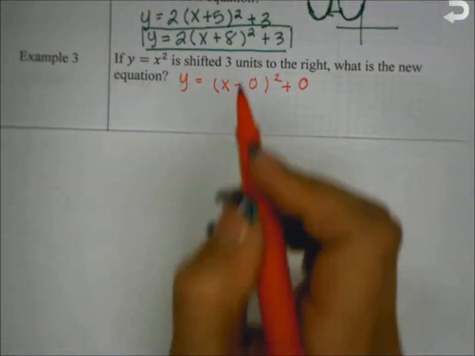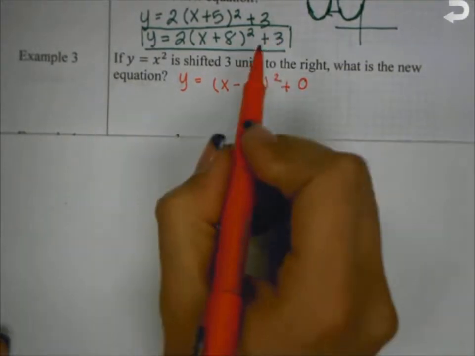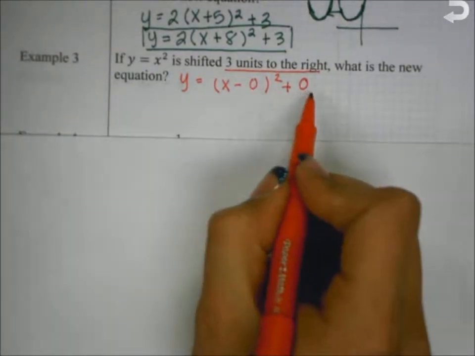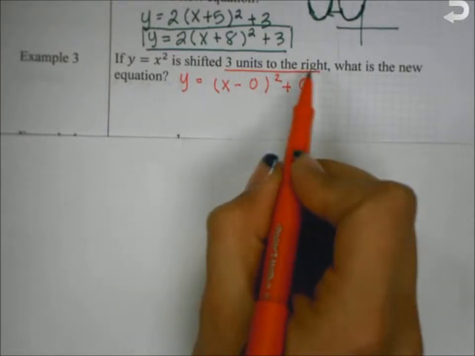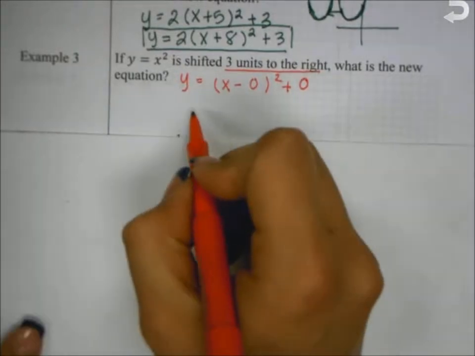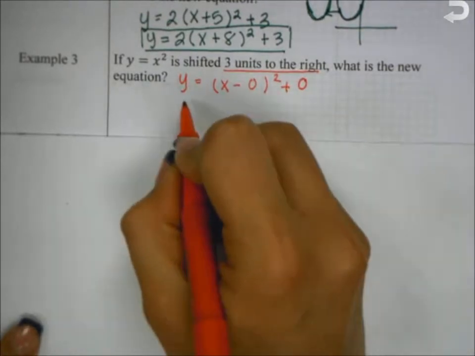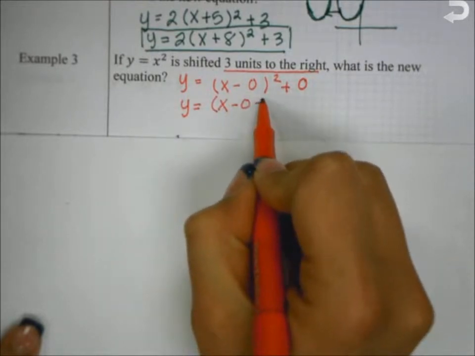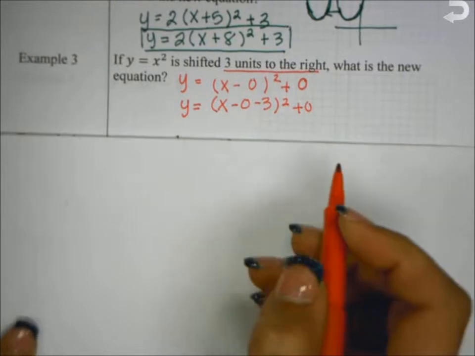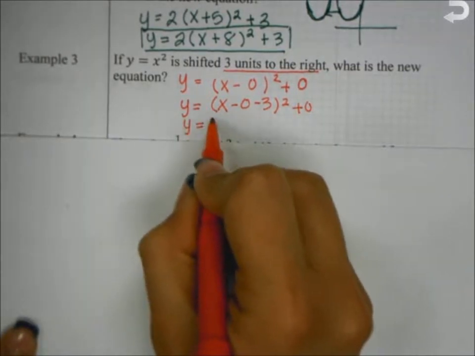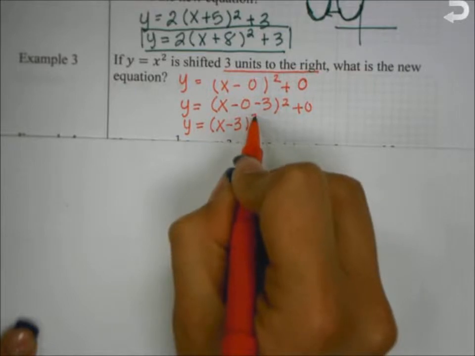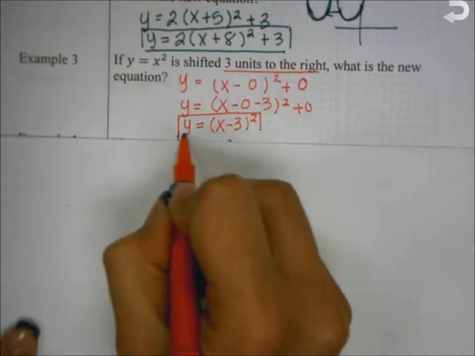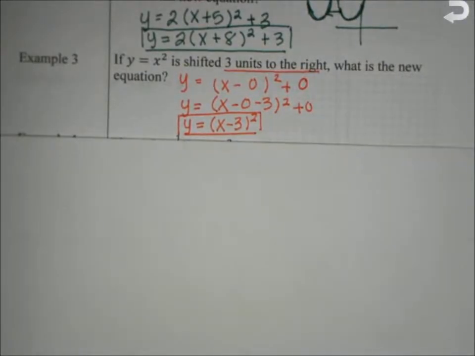Okay, and so now we're looking at what we're shifting. We're shifting 3 units to the right. So what am I going to be looking at? Inside the parentheses or outside the parentheses? Good. Inside, and I'm shifting to the right, so what am I going to be doing? Subtracting. So we would have y equals x minus 0 minus 3 squared plus 0, which gives me y equals x minus 3 squared. Do I have to write that plus 0? No, I don't. So this would be my new equation. Does that make sense?